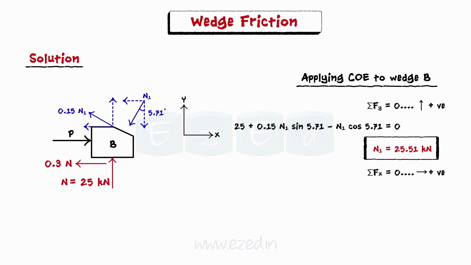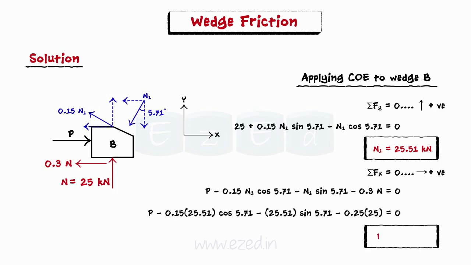Then, we equate the summation of all forces in the x direction to 0. Thus, we find that the minimum value of applied force P should be equal to 12.6 kilonewtons to just raise the block.